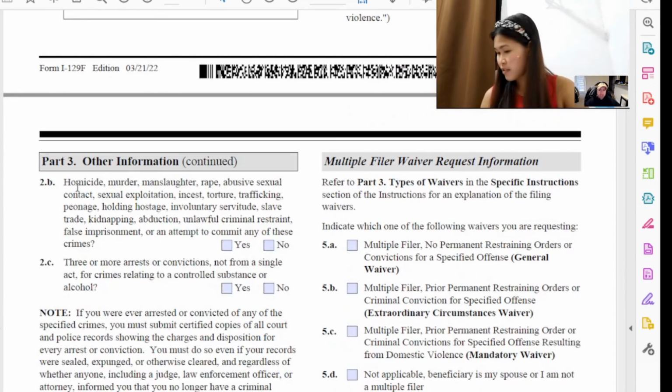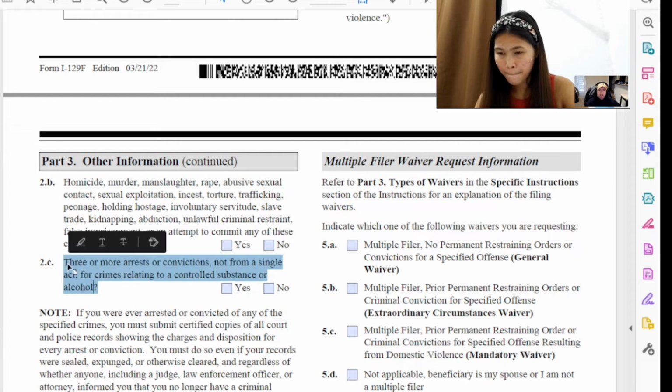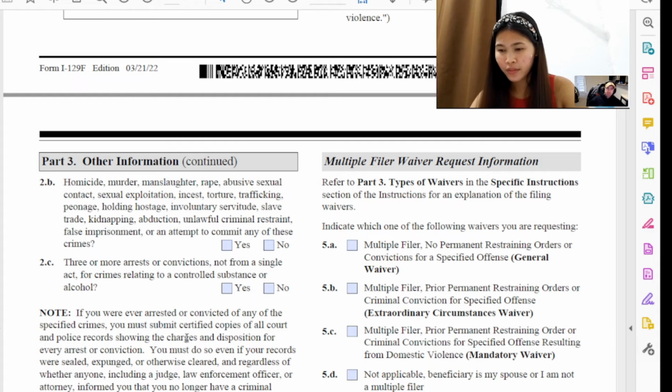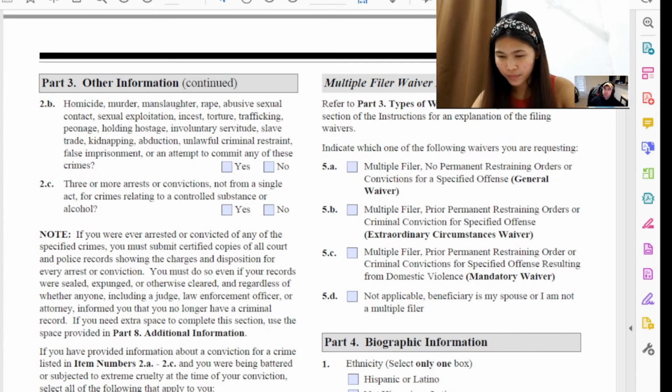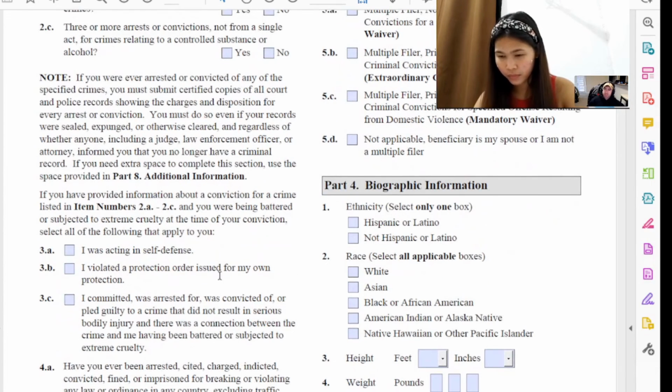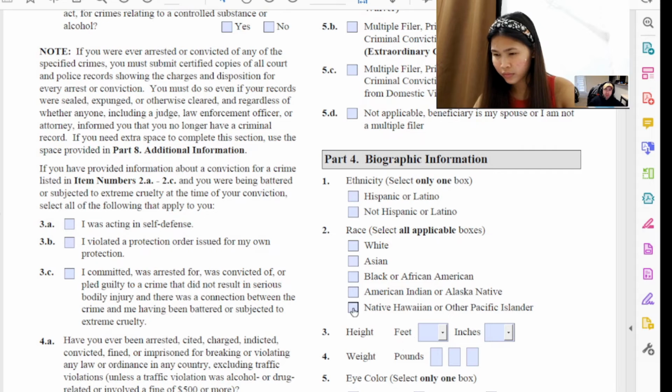Other information. Did you commit homicide, murder, manslaughter, rape, abusive sexual contact? All of this right here. Did you do this? Yes or no? Three or more arrests or convictions, not for a single act, for crimes relating to controlled substances or alcohol. Answer yes or no. And then it's going to go into specific crimes and what the totality of the circumstances are for these specific crimes here. So you're going to just kind of have to roll with it there, and you've got to just read it, okay? Because they're all different.